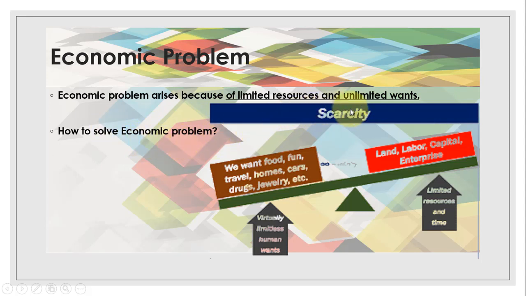Economic problem is solved through a process of setting preference. What we do out of our unlimited wants, we try to sort out, we try to set the preference and priority. We try to fulfill those wants which have to be fulfilled immediately. With our limited resources, we try to fulfill those wants which have to be fulfilled immediately, and this is how we solve economic problem.